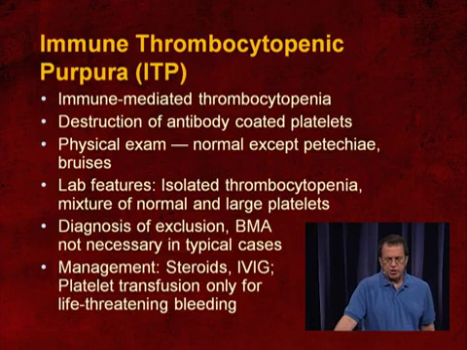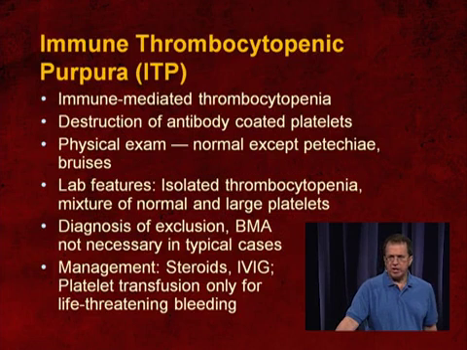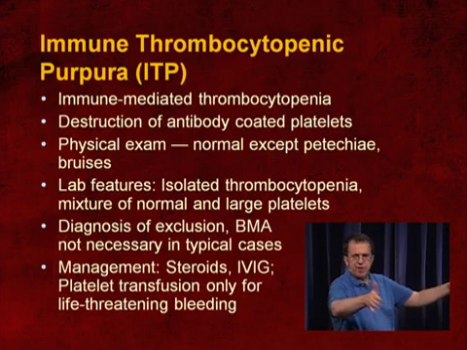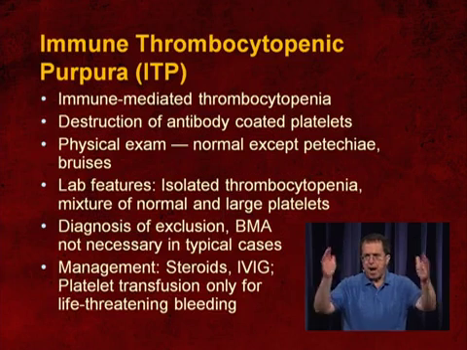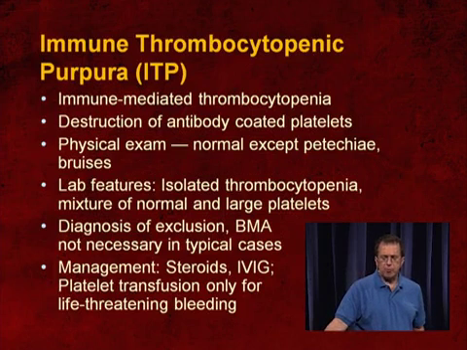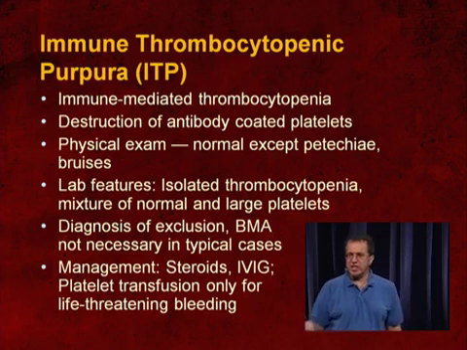It's destruction of antibody-coated platelets. They get gummed up in the spleen. The body had a cold, generated a bunch of antibodies to fight off that virus, and made some bad antibodies that are attacking the platelets. The platelets are coated with antibodies. They're getting jammed up in the spleen. The classic here is that it's normal except for petechiae and bruises. These are not sick kids.